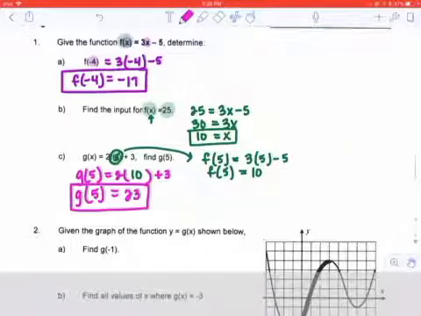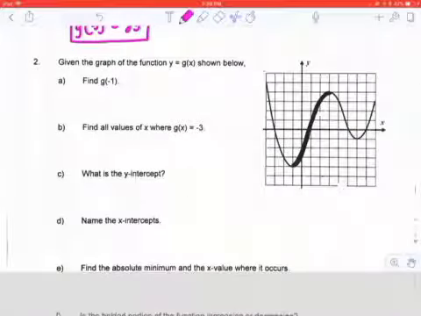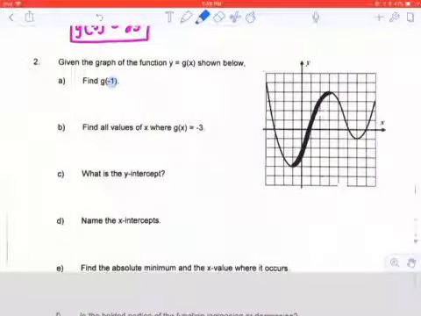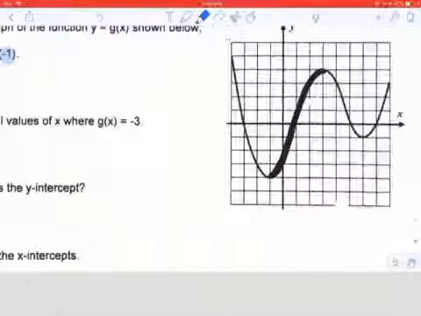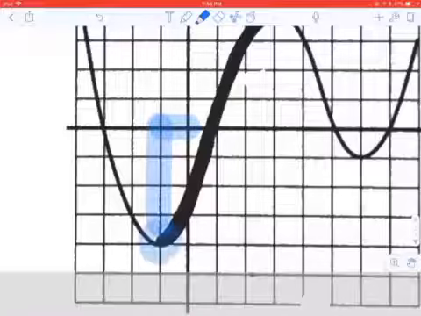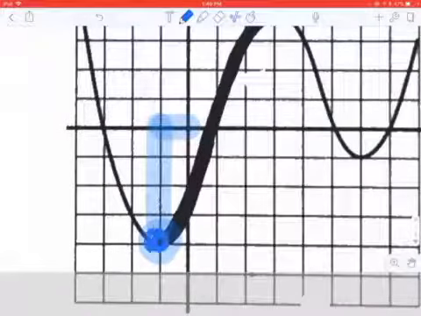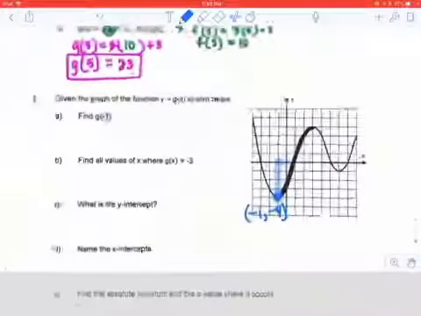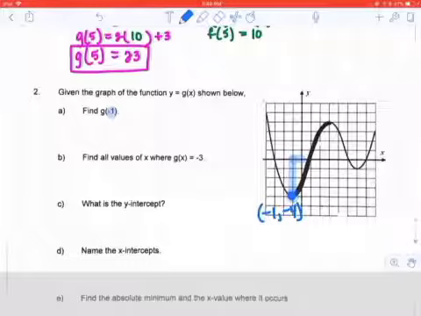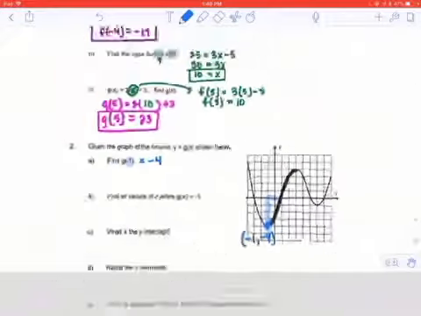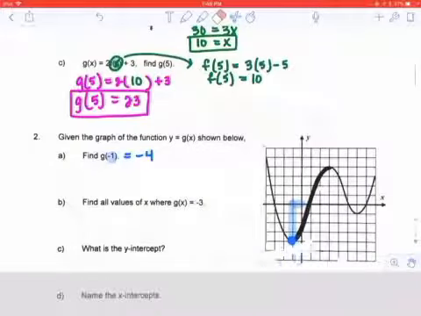All right, now we have a picture shown below. We have this little picture of this function, and we want to answer some questions. So this is g of x, and now we're asked to find g of -1. So we want to know, where is x -1? Here's where x is 0. Here's where x is -1. Find your graph. It's right here. What's the point there? -1, -4. So, what is g of -1? It's asking you for the y value when x is -1, so g of -1 equals -4. I gave you the x, you found the y.